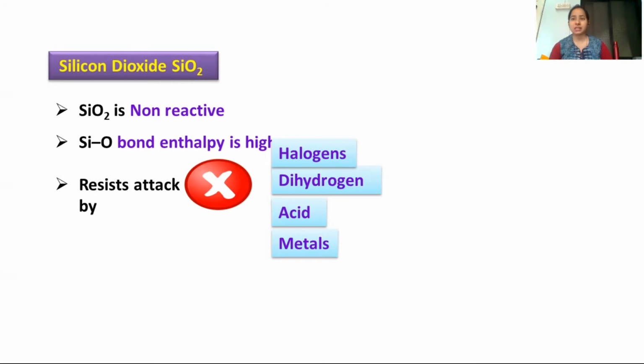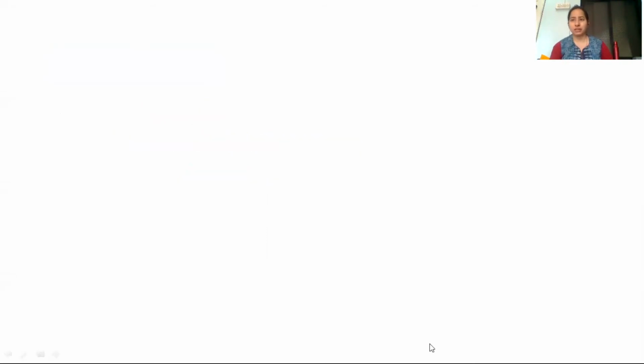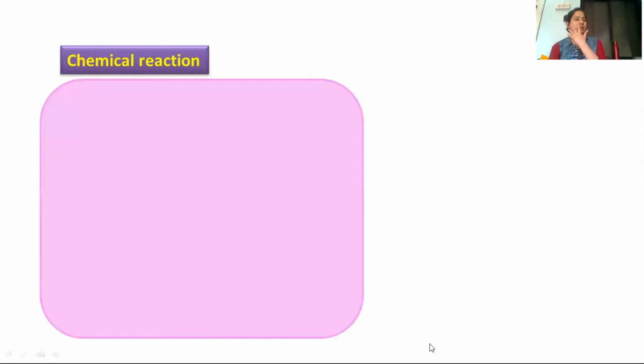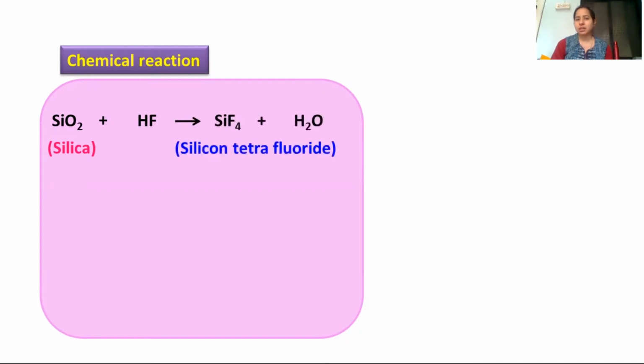Therefore silica glass is used for making optical instruments in the lab. Other than that, you can see this is again extra. Silica being an acid will not react with an acid, but you remember it is reacting with one acid, that is HF. So we say silica is soluble in HF, if you remember this question. So SiO2 when reacts with HF, it gives you SiF4 plus H2O, that is silicon tetrafluoride.